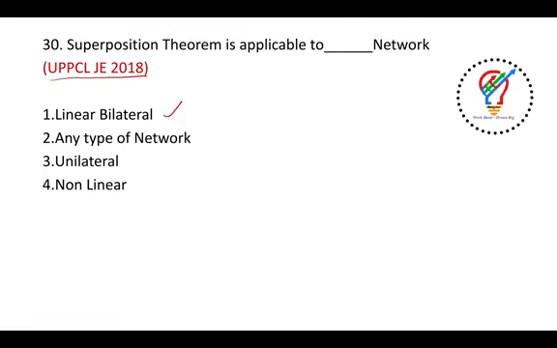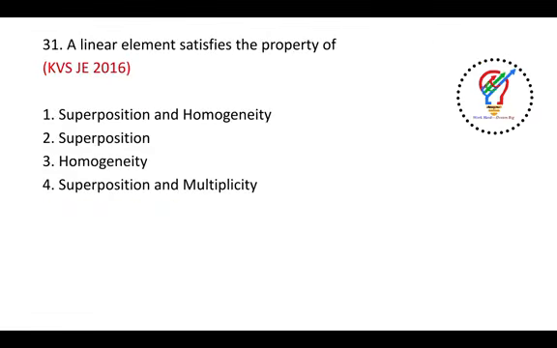Why? Because the superposition theorem follows the principle of homogeneity. We'll discuss it right here. A linear element satisfies the property of superposition and homogeneity. This is a standard question, so the answer will be: a linear element satisfies the property of superposition and homogeneity.